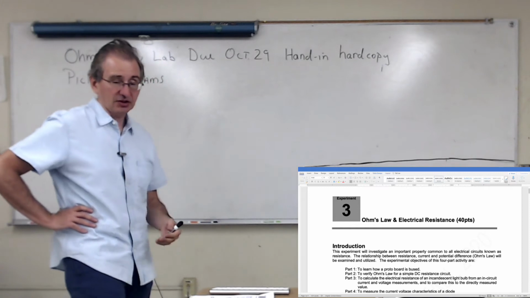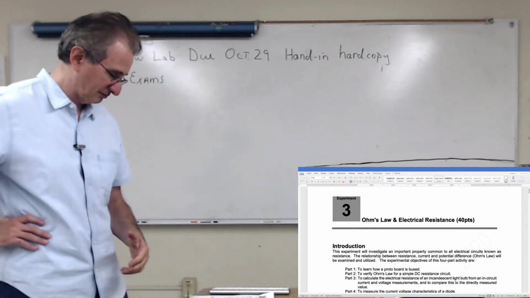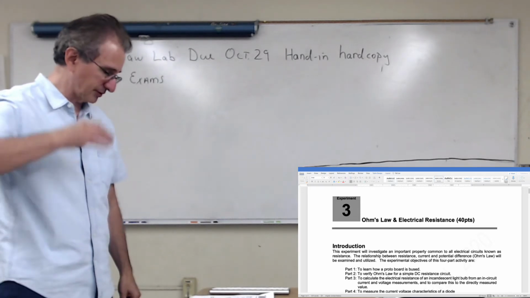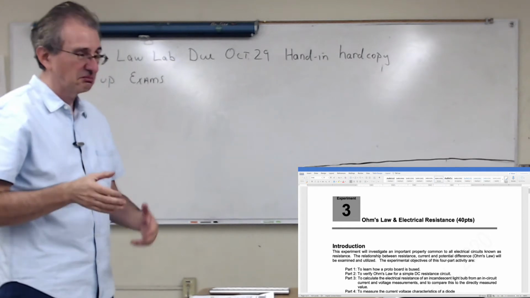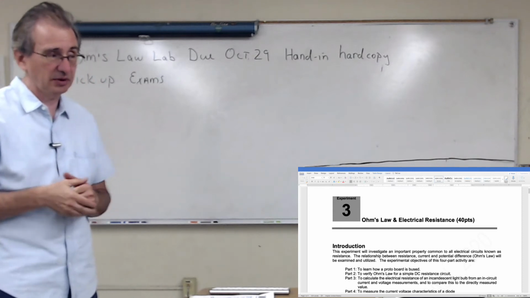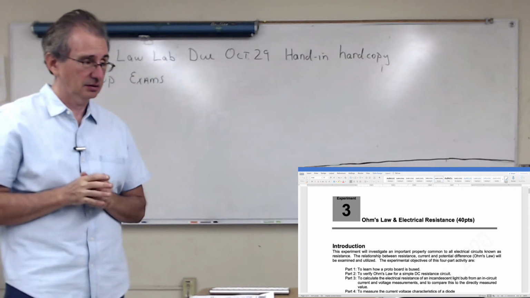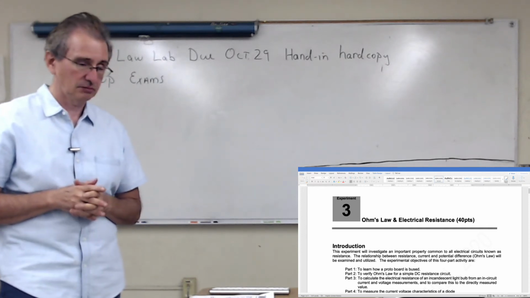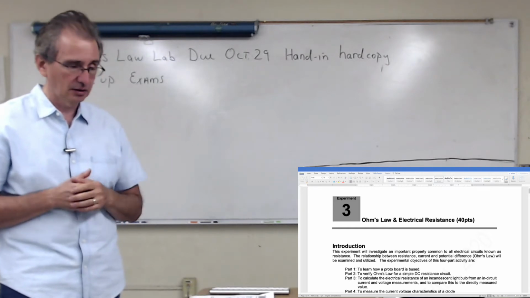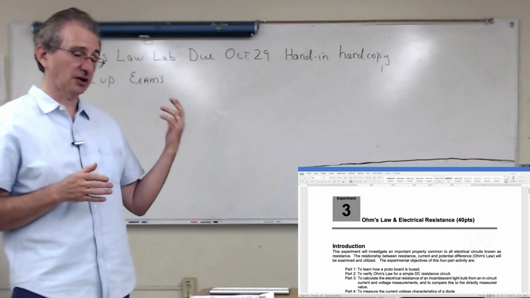So there's 4 parts to this lab. And really the goal is to verify Ohm's law, to learn how to calculate electrical resistance, and to measure voltage and current. Learn how to use the multimeter. And we're going to look at something called a diode. We're going to look at its behavior, but we're not going to study it in detail. We're only going to use it as an example of a non-ohmic element of a circuit. Okay.